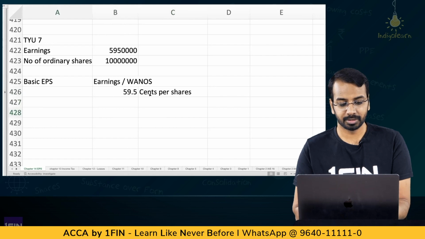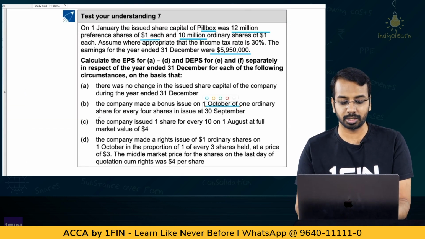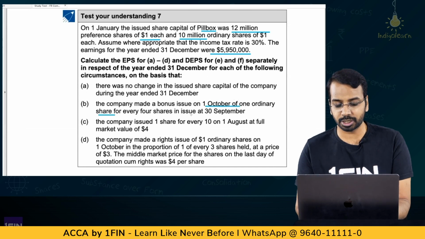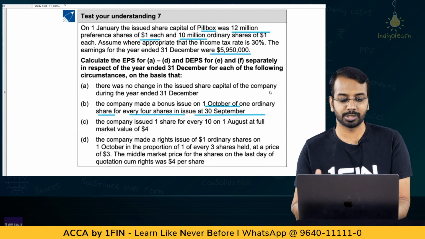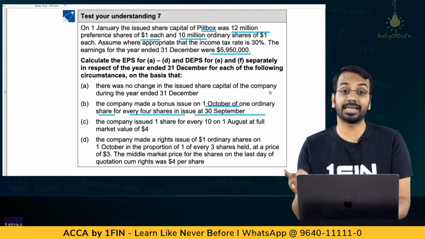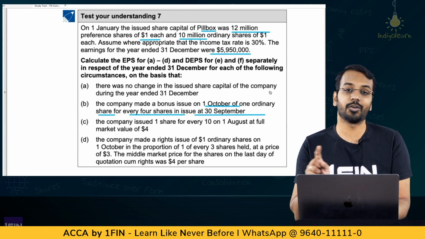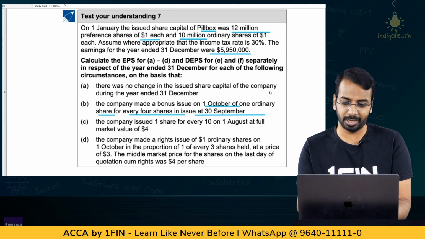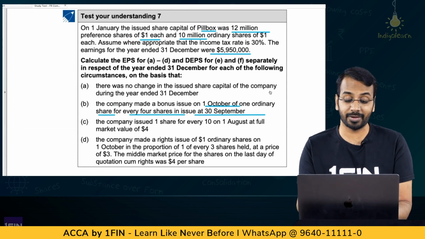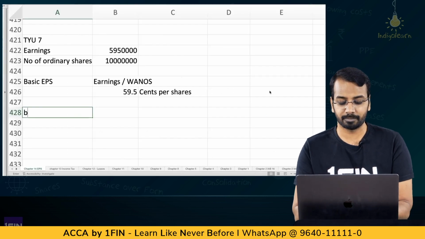Then the second part: the company made a bonus issue on 1st of October of 1 ordinary share for every 4 shares in issue at 30th of September. So now when a new bonus issue is made, how do we give the impact of that? We assume that it has been issued at the beginning of the earliest period reported, and for the current period also it was in effect from the beginning of the period.